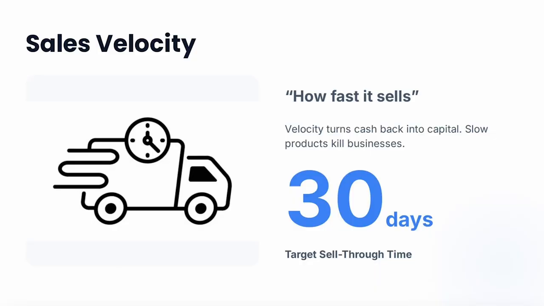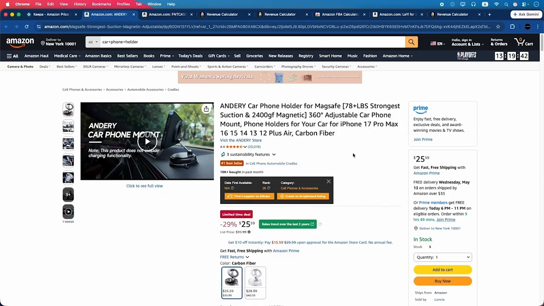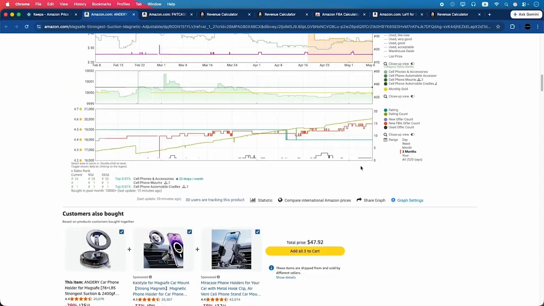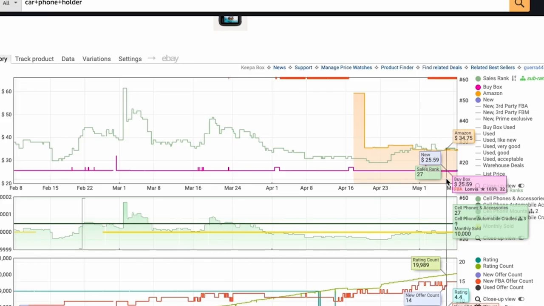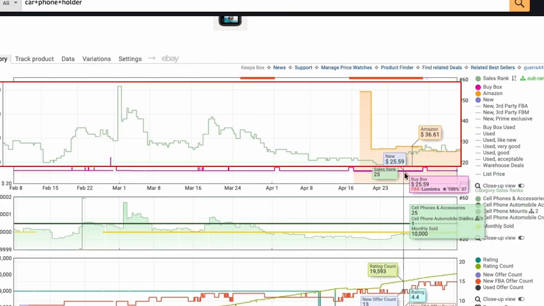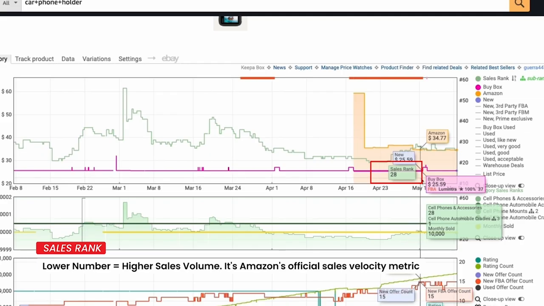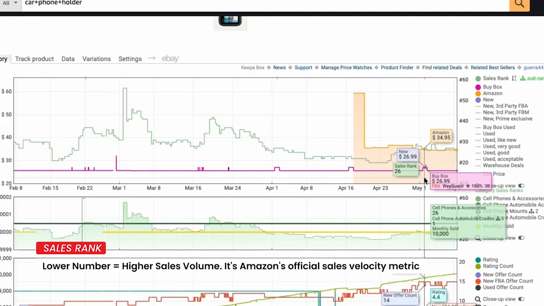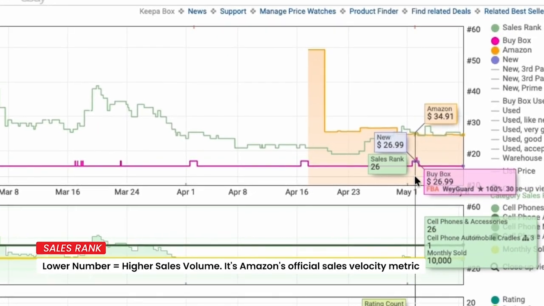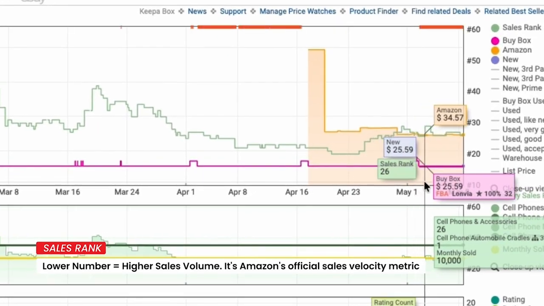Now, the next thing that I'm checking is sales velocity. So for that, you want to go back to the Amazon listing. Again, scroll down to the Keepa chart, and now look at this green line. In the green box, you'll see the sales rank. Now, what I want here is heartbeat activity, in my opinion, right? You can see it moving constantly, 26, 27, then 29, then back to 26. And this proves that this product is consistently selling.